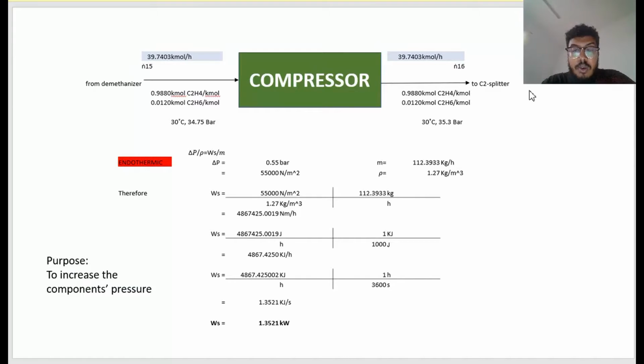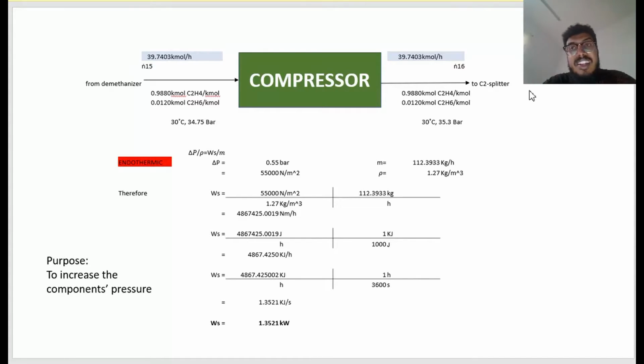system. So this is for the material balance, but I need to mention that our compressor is isothermal, which means the temperature is the same for the input and output, or should I say constant at 30 Celsius degrees, no change. Let's continue with the energy balance.